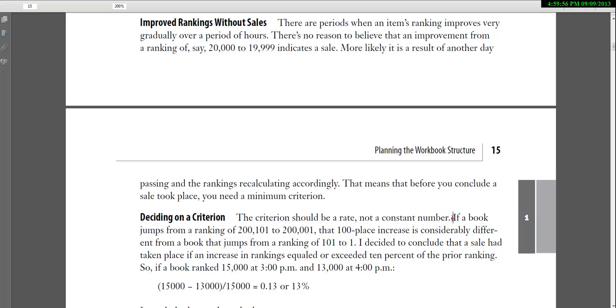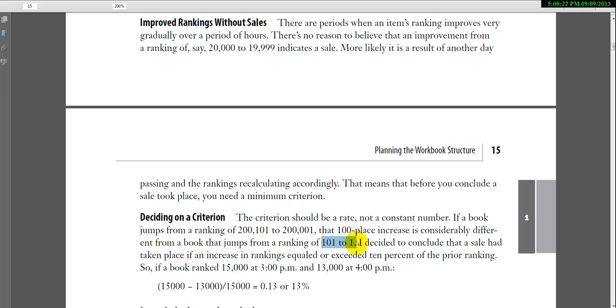If a book jumps from a ranking of that to that, so that was an increase of 100, or actually I guess it's a decrease of 100, it's considerably different than if a book starts at here and goes to here. So 100 from here to here is not the same as 100 from here to here. So he says you should do a percentage instead.